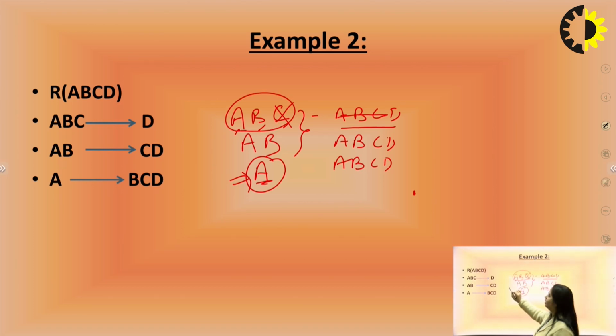Will this be a candidate key? Let's check. Its proper subset AB is also a super key. So this super key could not be a candidate key because its proper subset is already a super key. Let's check for this. AB is a super key, but its proper subset A is also a super key. So AB could not be the candidate key. Now coming to A, it cannot be bifurcated, so it will be a candidate key.